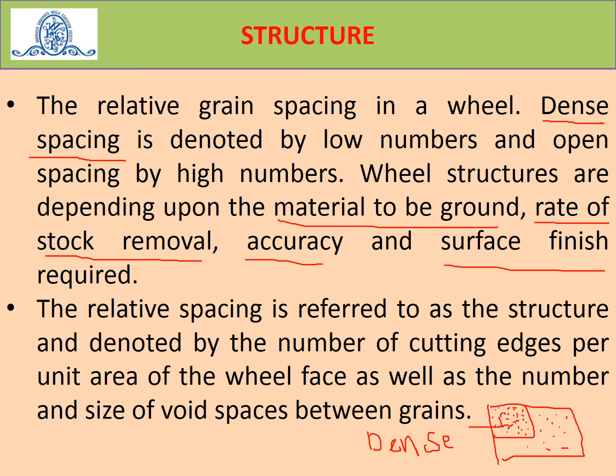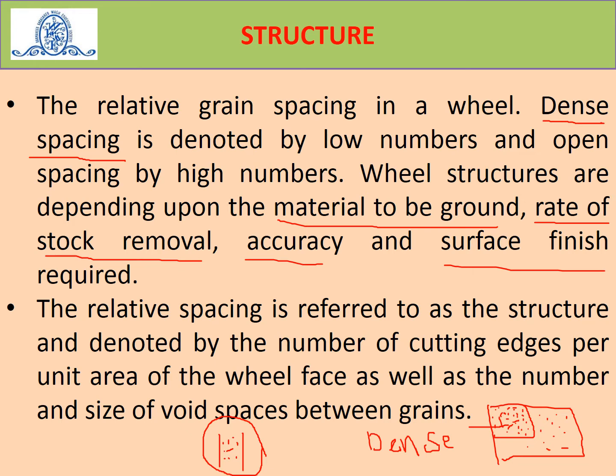The relative spacing is referred to as structure and denoted by the number of cutting edges per unit area of the wheel face. Let's suppose this is one wheel space. These are the number of cutting edges per unit area. This is nothing but the structure of the grinding wheel, as well as the number and size of the white spaces between the grains.